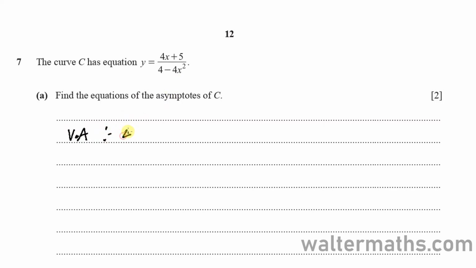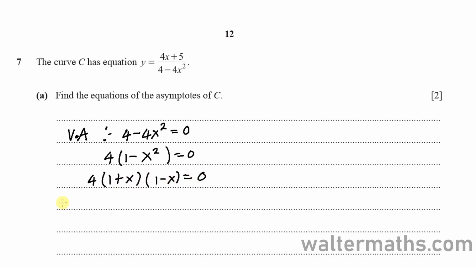So that's 4 minus 4x squared equal to 0. Now this is the same as 4 of 1 minus x squared equal to 0. That's 4 of 1 plus x and 1 minus x equal to 0. So therefore, from here, equating 1 plus x and 1 minus x to 0, we can get x being equal to minus 1 and x being equal to 1 as the two equations of the asymptotes.